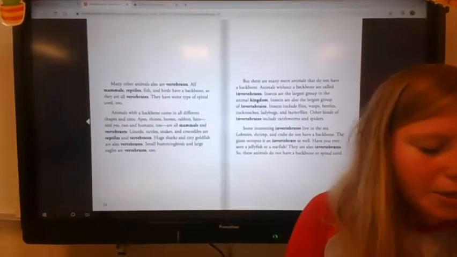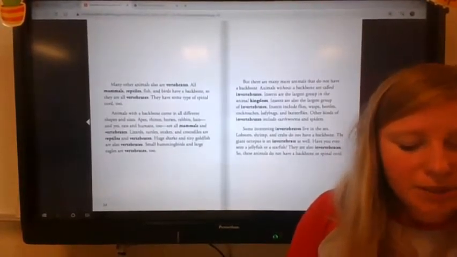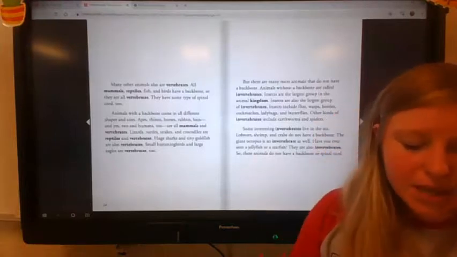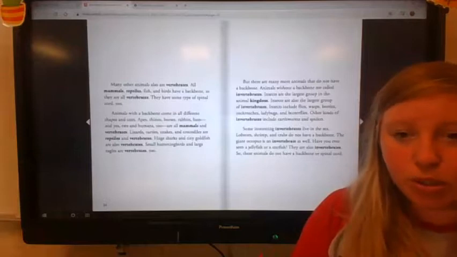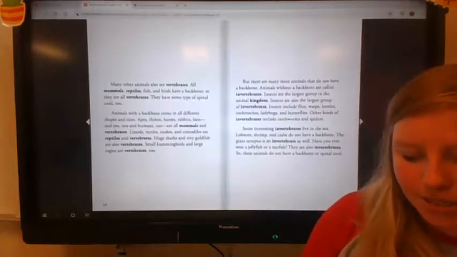Many other animals are also vertebrates. All mammals, reptiles, fish, and birds have a backbone, so they are all vertebrates. They have some type of spinal cord too. Animals with a backbone come in all different shapes and sizes.